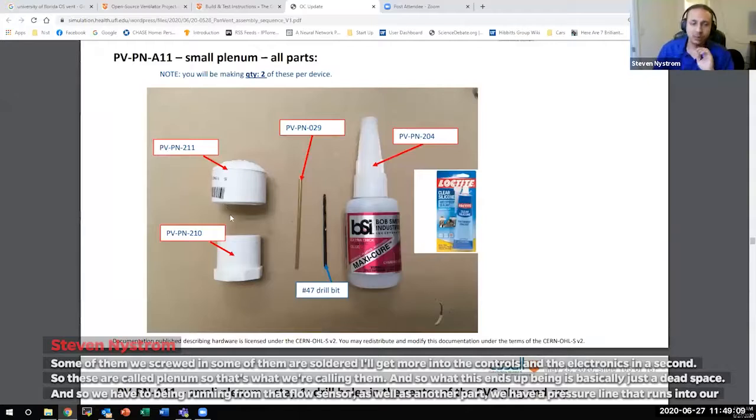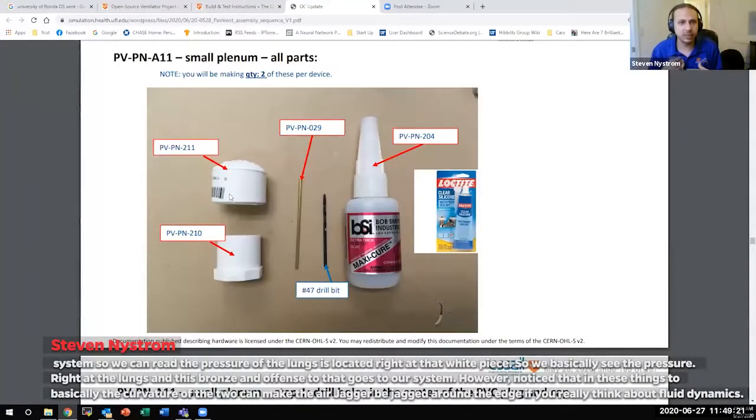So these are called plenums, or that's what we're calling them. And so what this ends up being is basically just a dead space. We have tubing running from that flow sensor, as well as another part, a pressure line that runs into our system so we can read the pressure of the lungs. This is located right at that Y piece, so we basically see the pressure right at the lungs. And this runs in a thin tube that goes to our system.